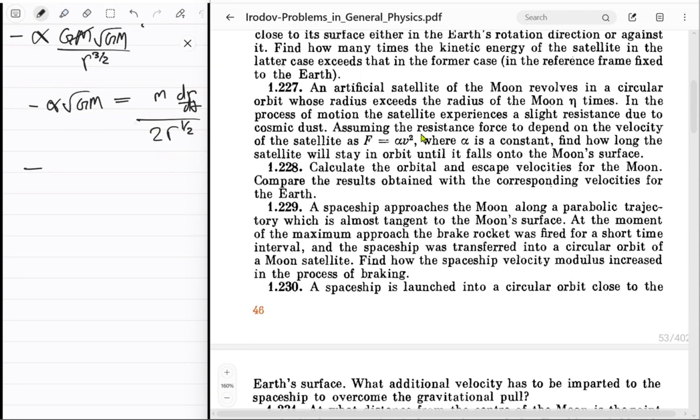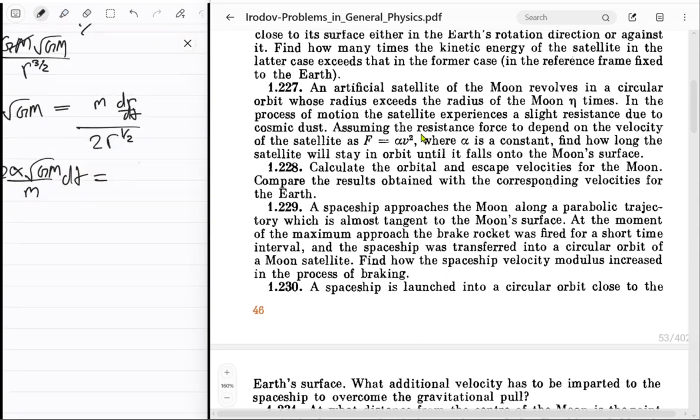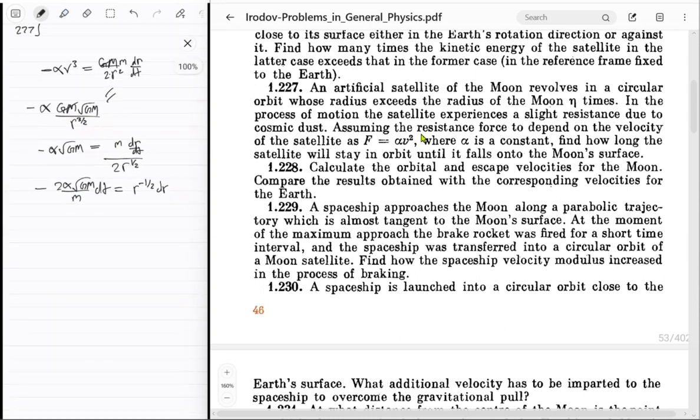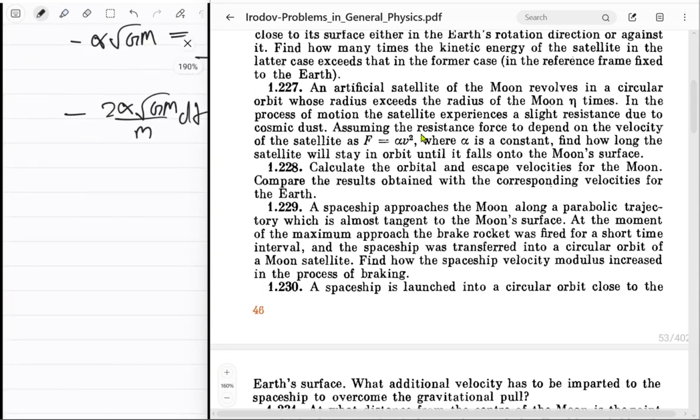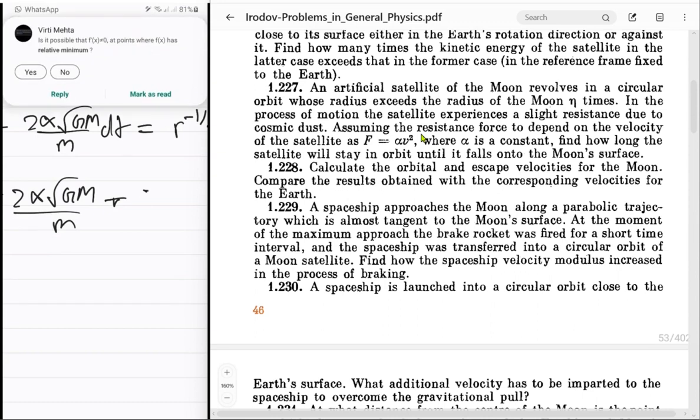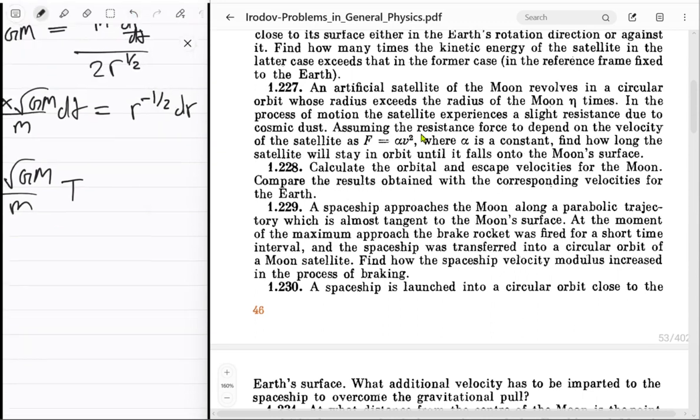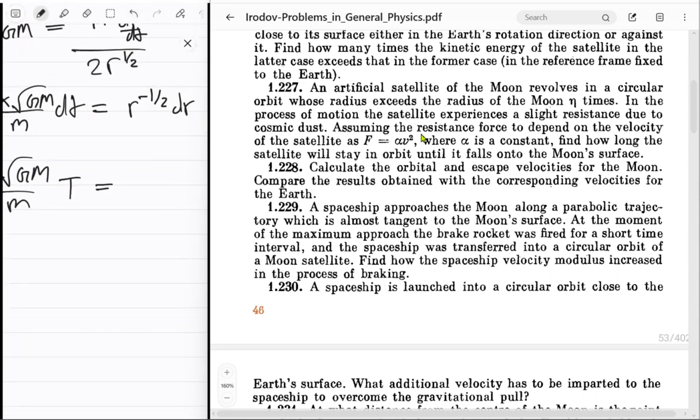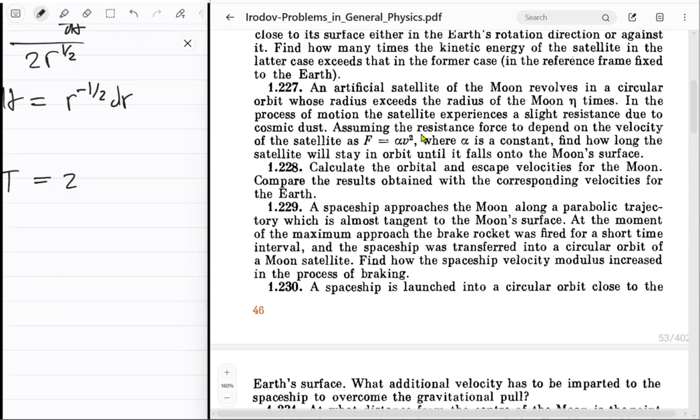So 2 alpha square root of Gm upon small m dt, that's just equal to r power negative 1 upon 2, I think, and then dr. Is that correct? Probably is. Okay, so let's integrate. So you got negative 2 alpha square root of Gm upon m times the time required for it to fall down is equal to, just divide by 1 upon 2, which is going to be 2, r power 1 upon 2, right?